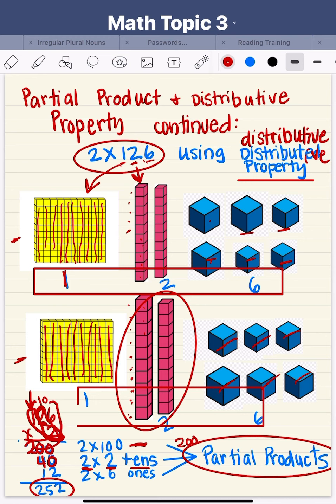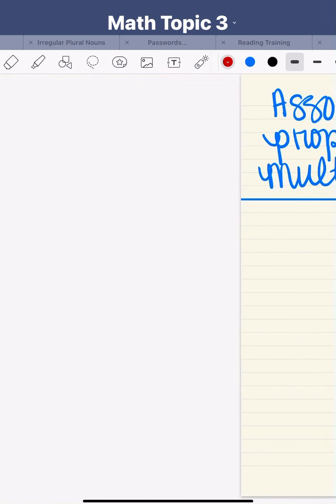And then we look at 2 times 6. 2 ones times 6 ones is 12. All right? So that's 2 times 6 ones. These are all partial products right here. 200, 40, and 12 are partial products. If I add all these together, I get 252.